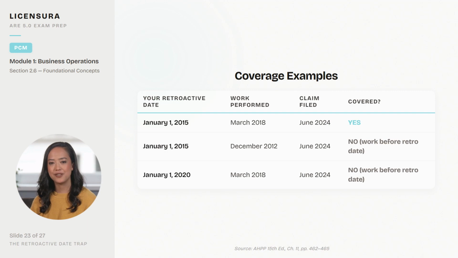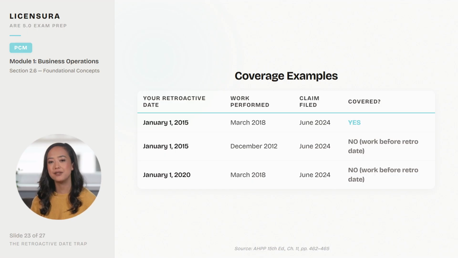The retroactive date. It sounds like a minor policy detail, but it's actually one of the most important terms in your professional liability policy. Your policy only covers claims for work performed on or after the retroactive date. Anything you did before that date? Not covered. Let me show you how this works with 3 scenarios.